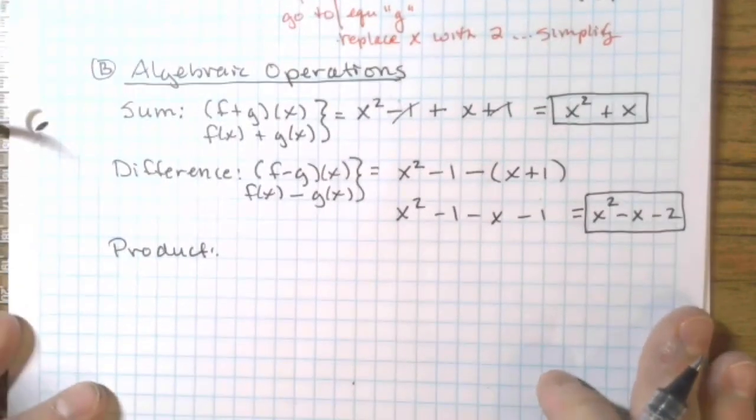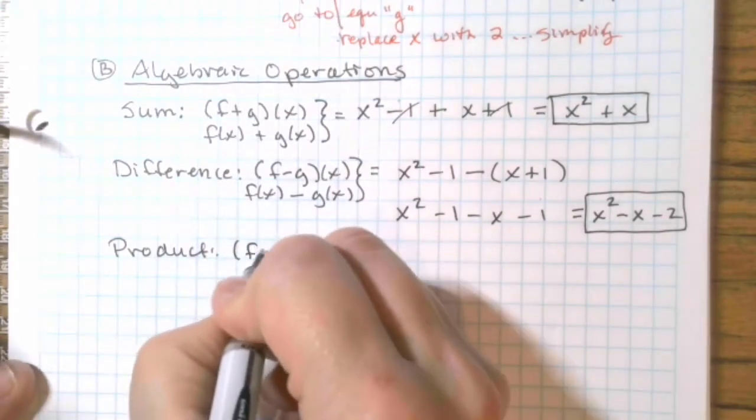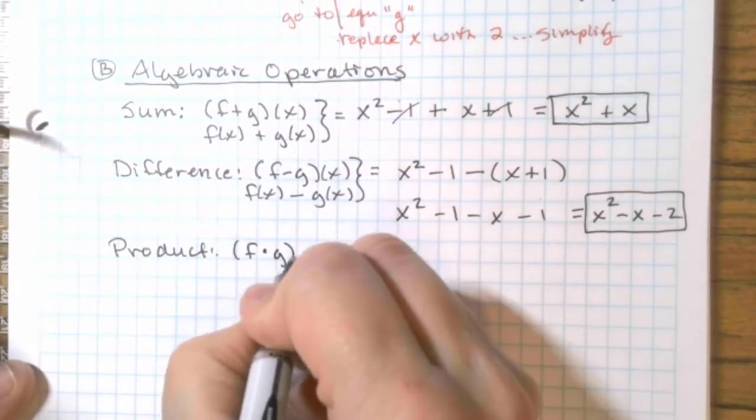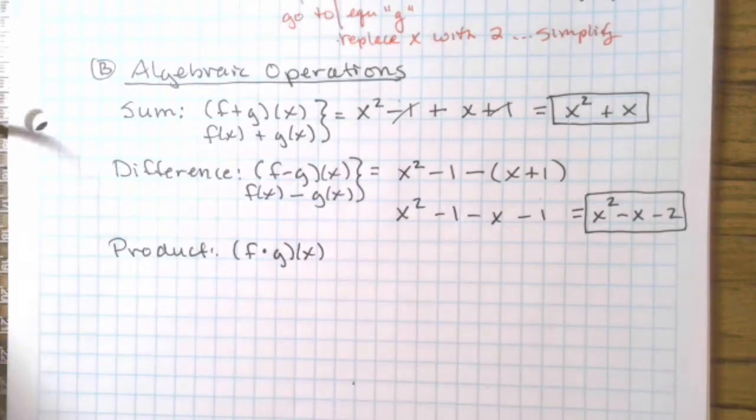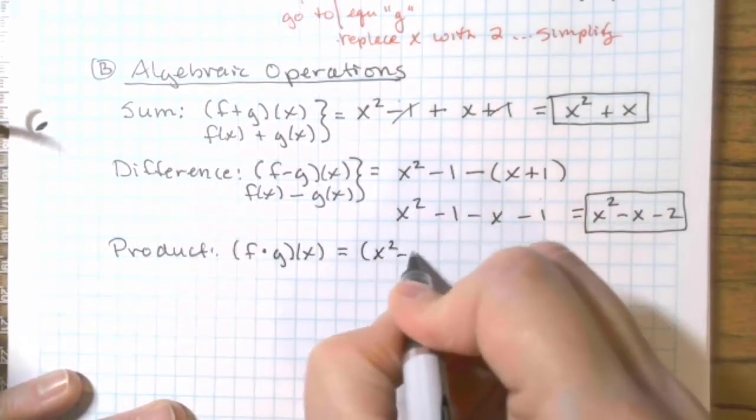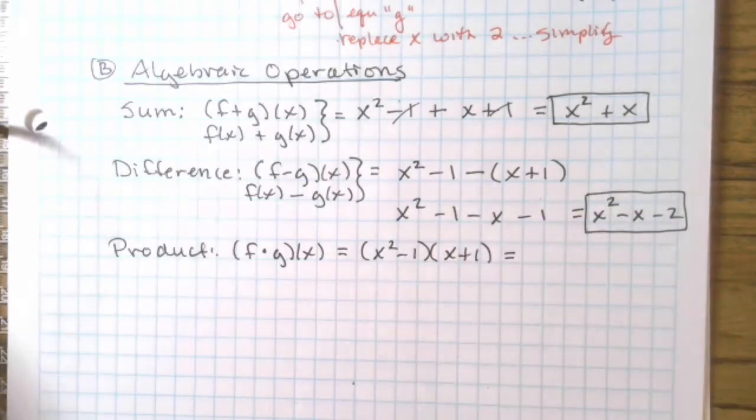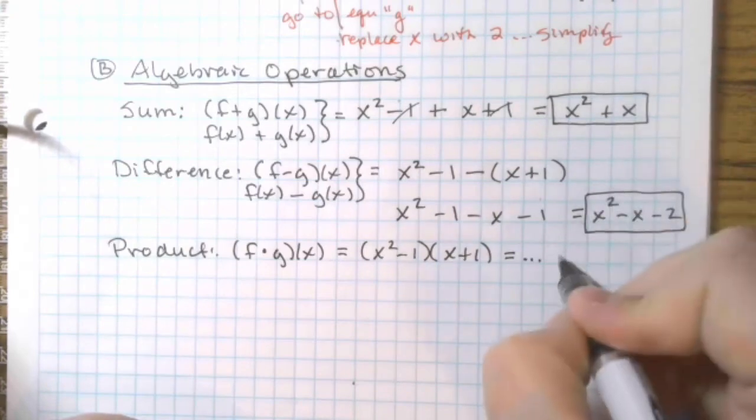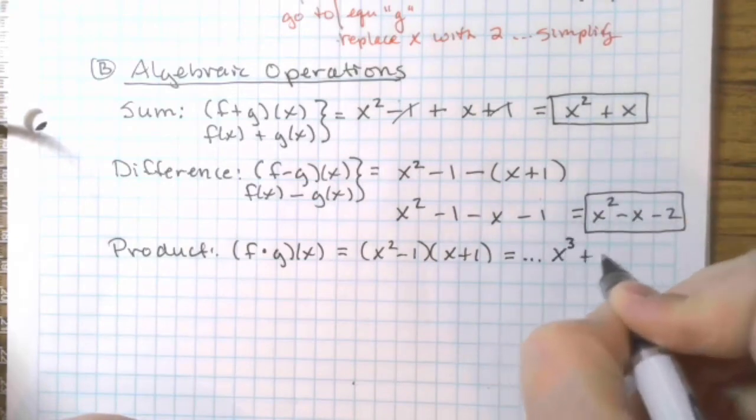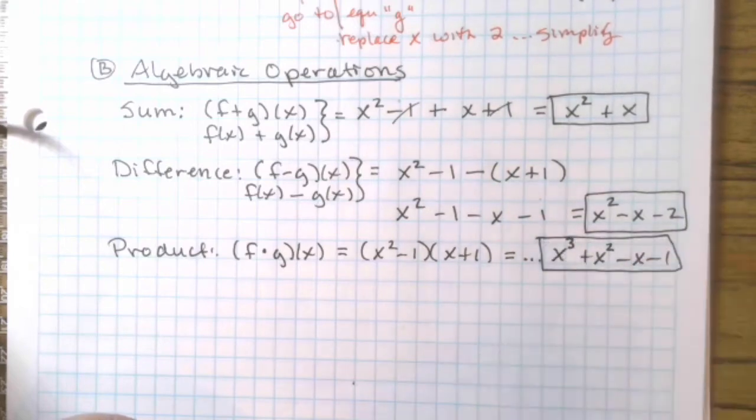Sum and difference. Okay, product. Product means multiply. And generally this is shown as f times g of x. I have not seen it f of x times g of x with a dot, but I don't suppose it's out of the question. So you take both functions and multiply them. X squared minus 1 times x plus 1. And in this case, we're just going to put dot, dot, dot. You end up with x cubed plus x squared minus x minus 1.